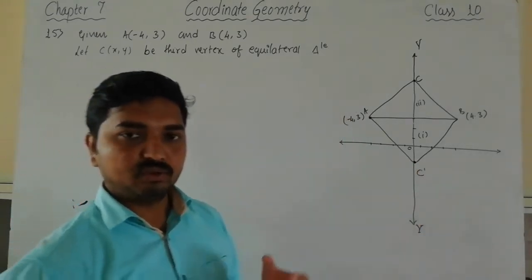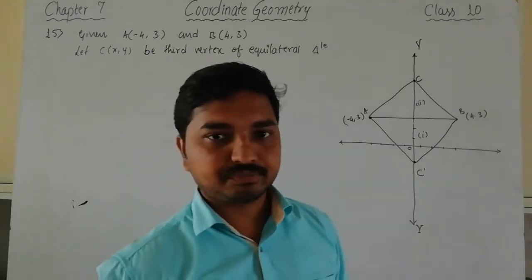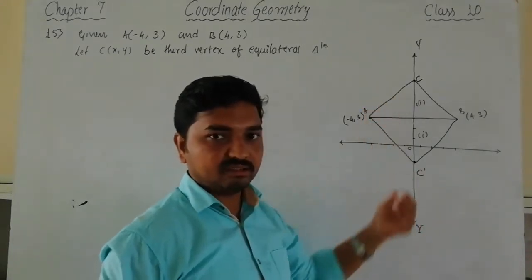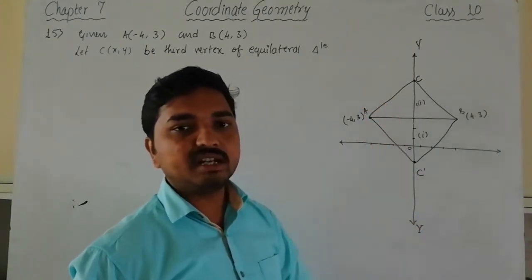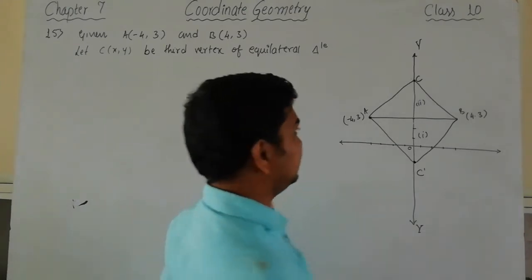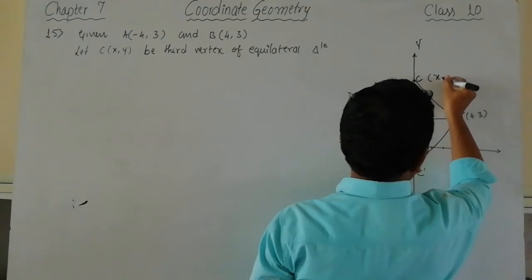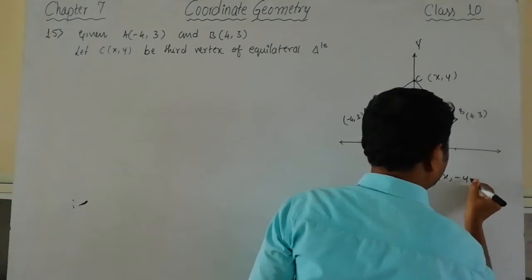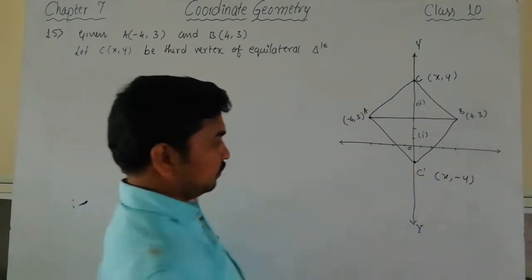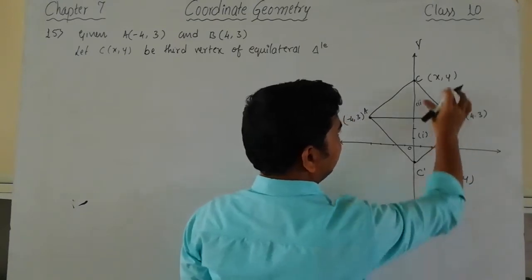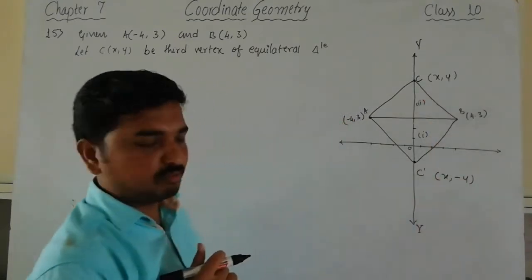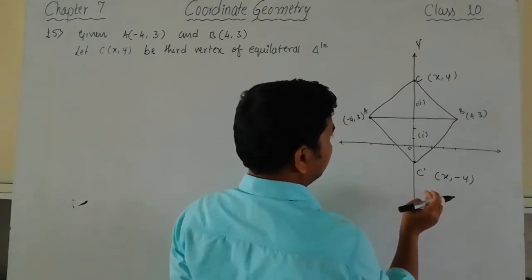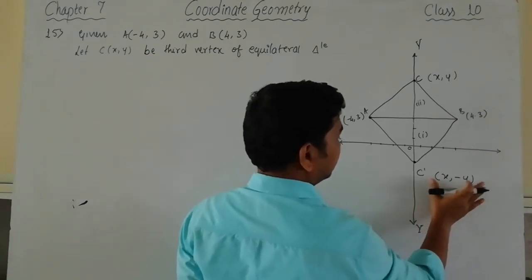I need to find out the coordinates of C and C dash. It is very clear that if the point lies on the y-axis, then its x coordinate is obviously 0. But even so, I am going to write it as (x, y). The coordinates of this other point will be (x, -y). The x coordinate will be the same, only the y coordinate changes sign. If it is plus y, it will become minus y.